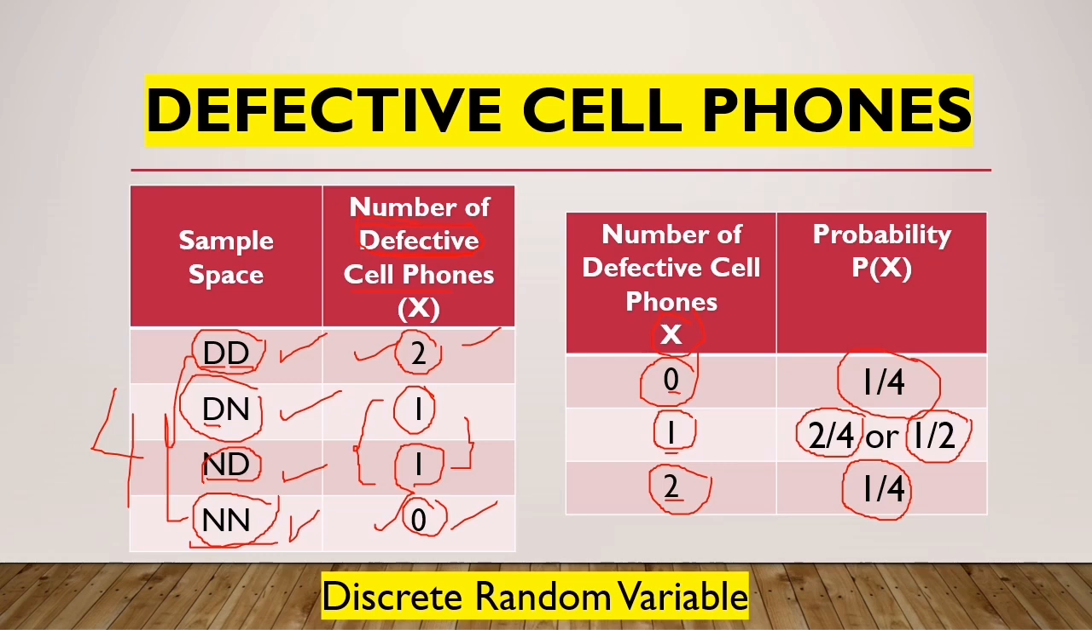And this is an example of a discrete random variable. Why is it that the number of defective cell phones is considered a discrete random variable? Because the values of the number of defective cell phones are countable. And you have noticed we counted the number of defective cell phones from each outcome, and the values are represented by whole numbers. So this is an example of a discrete random variable.